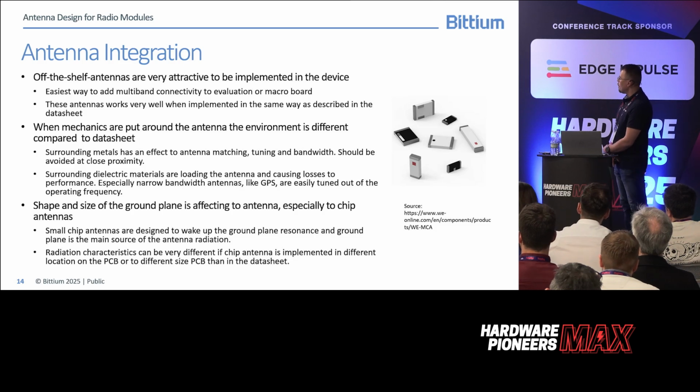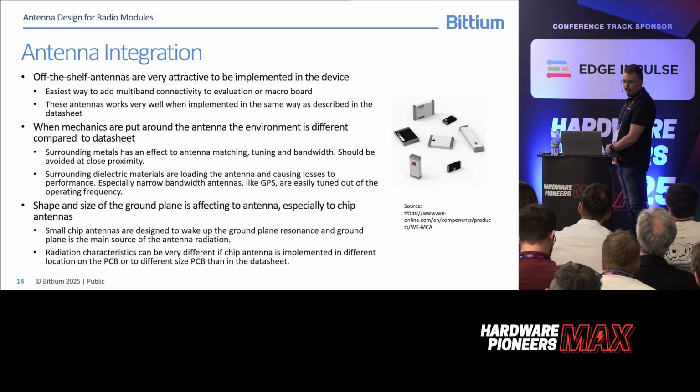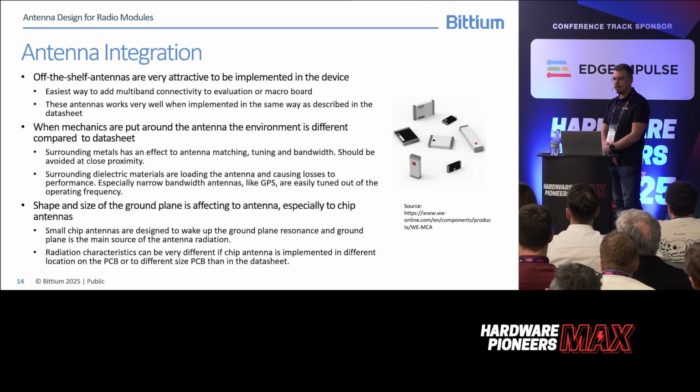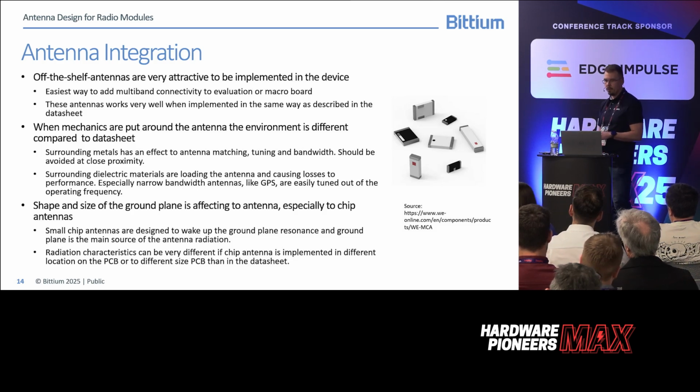And then, yeah, the shape and size of the ground plane affects the antenna, especially these small chip antennas, because these chip antennas are designed to excite the ground plane resonance, and the ground plane is the main source of the antenna radiation. These radiation characteristics, which have been mentioned in the datasheet, can be very different if the chip antenna is implemented in a different location on the PCB than what has been shown in the datasheet.